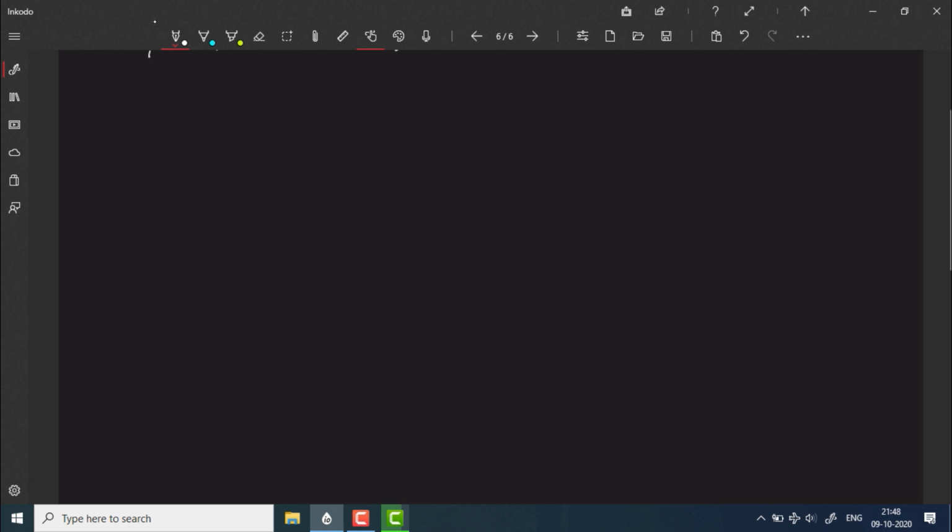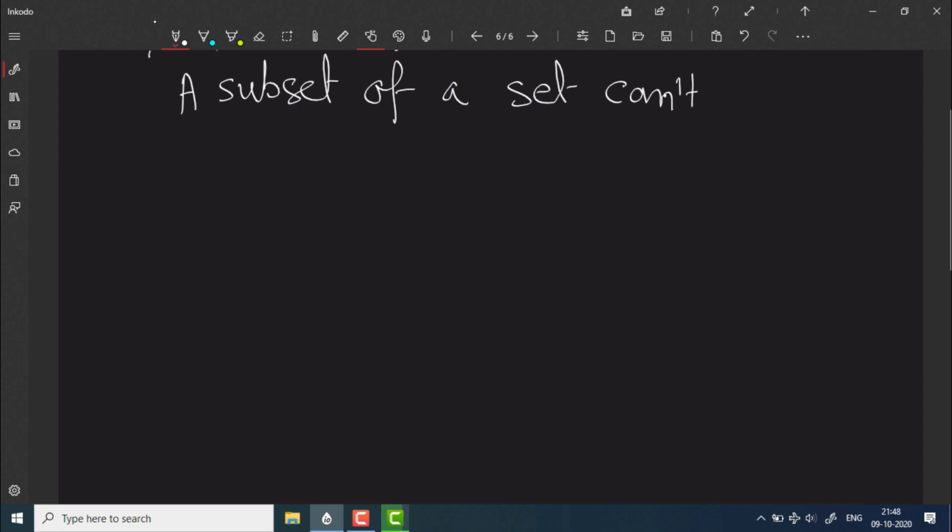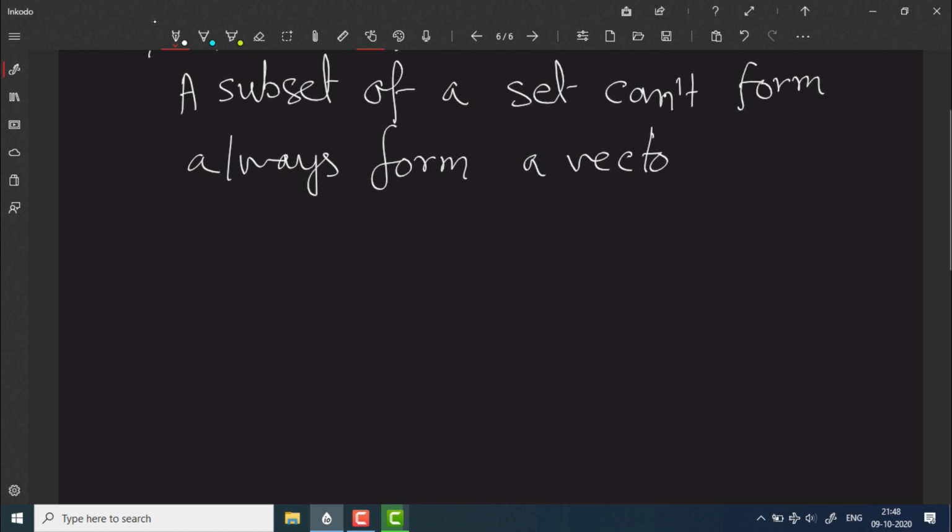Just a minute, I just worked on my copy. What I want to claim here is our observation that if you have something, a subset of a set, cannot form a vector space. Let me write subset of a field, better.